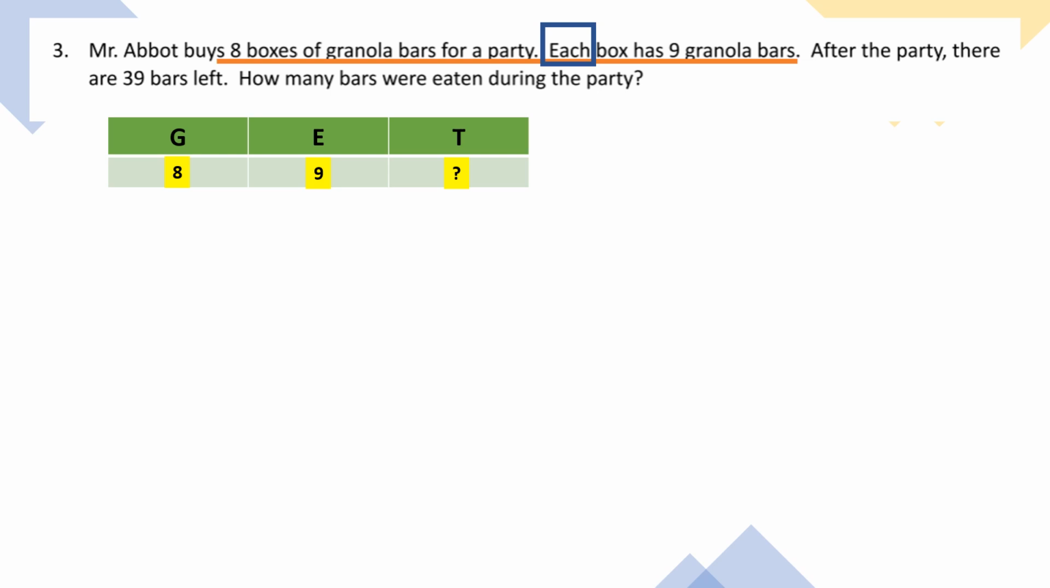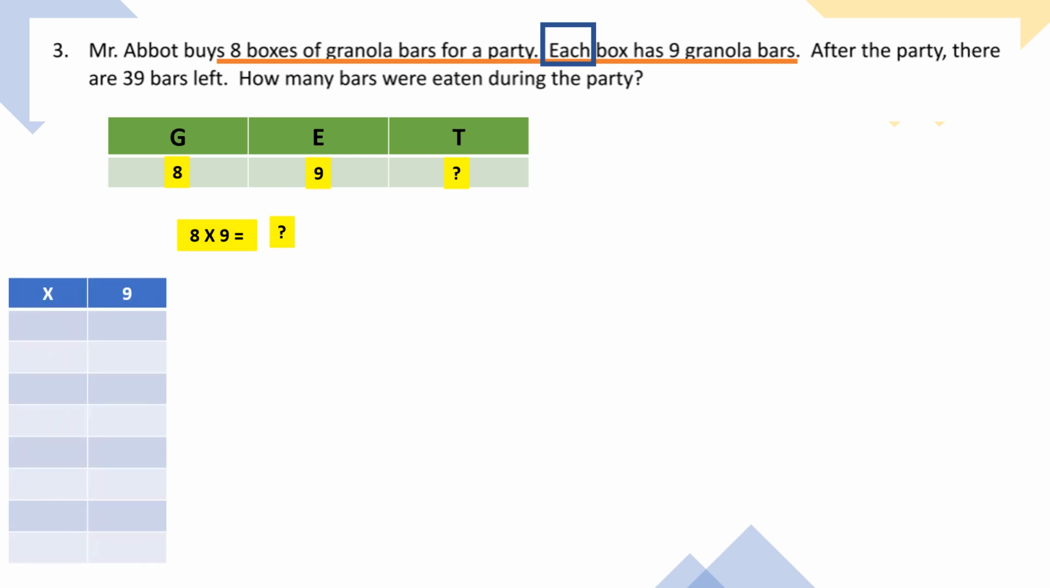So I write the equation to match my get chart. 8 times 9 equals unknown. Now, if you already know what 8 times 9 is, that's great. If you don't, that's okay. You can create a 9 ratio table, and if you want, you can create an 8 ratio table. Either way, you can figure it out. So since I created a 9 ratio table, then I have to go to 8 under my multiplication symbol.